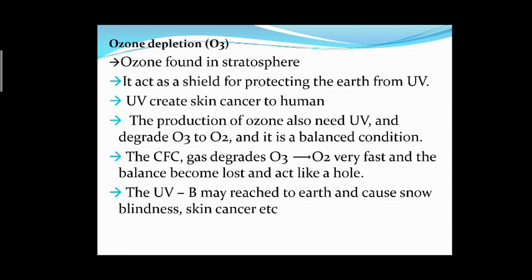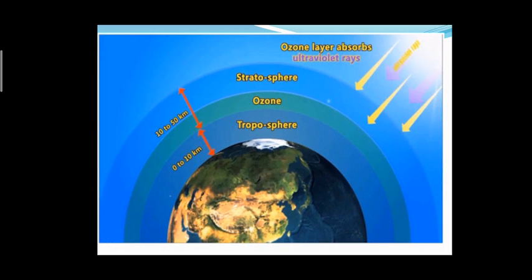UV are of various types, UVA, UVB, UVC, etc. From this, UVB is the most dangerous one because it creates skin cancer and night blindness. Sorry, snow blindness. Then the ozone layer, a simple image is illustrated here. Ultraviolet radiation, stratosphere, ozone, troposphere, and their kilometer of height can be seen there.